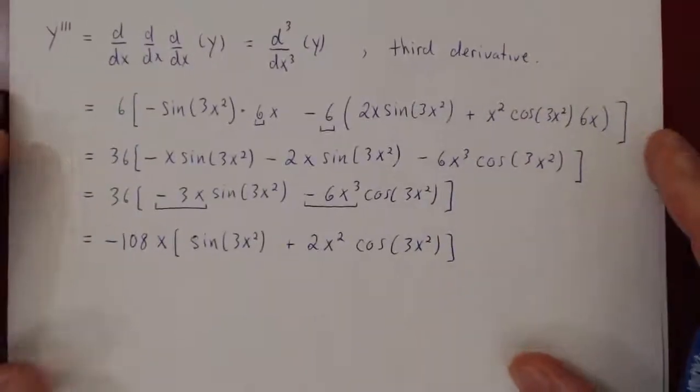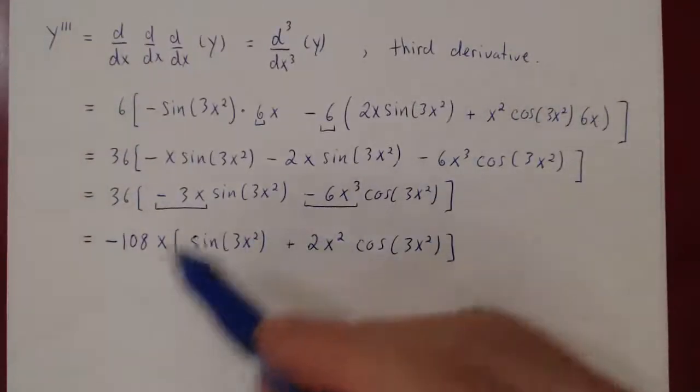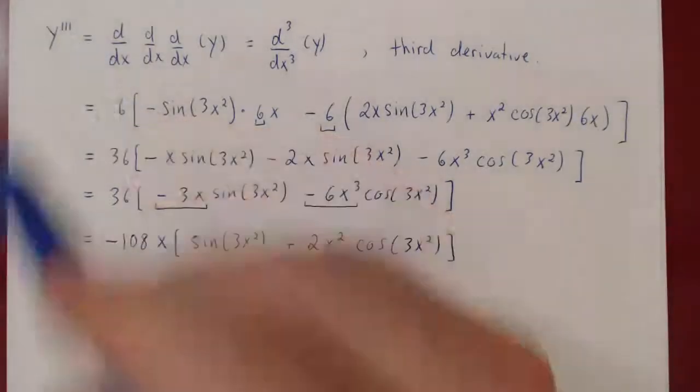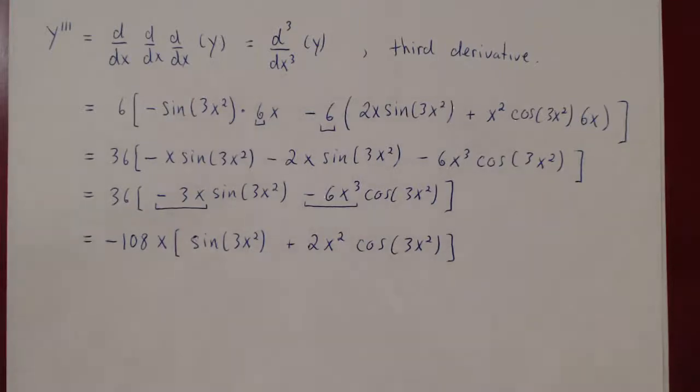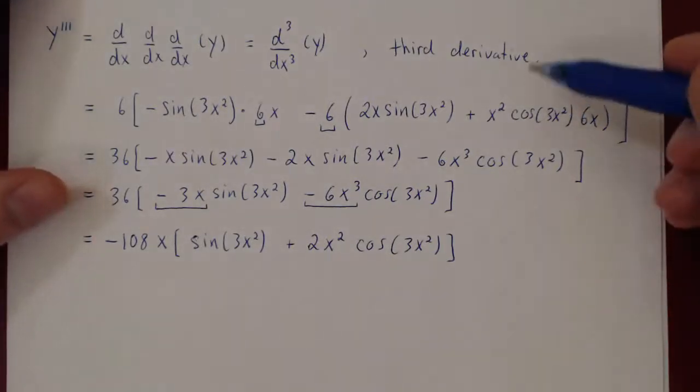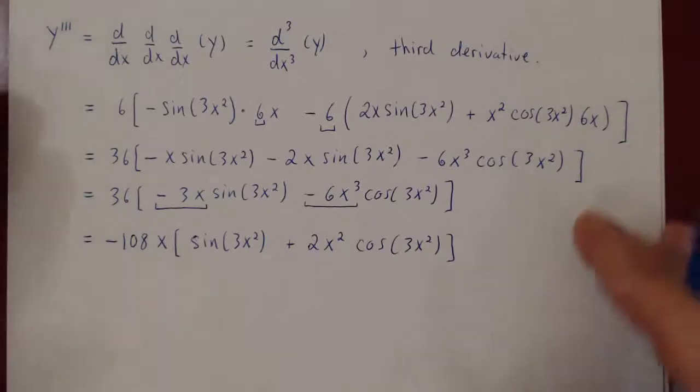And you can keep going. Why stop there? Differentiate this one more time, you'll have the fourth derivative. Differentiate again, the fifth derivative, and so on, and you can differentiate as many times as you want, so in general you can get the nth derivative of the function. And those are the so-called higher derivatives.